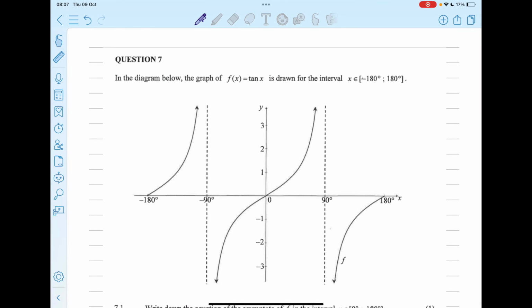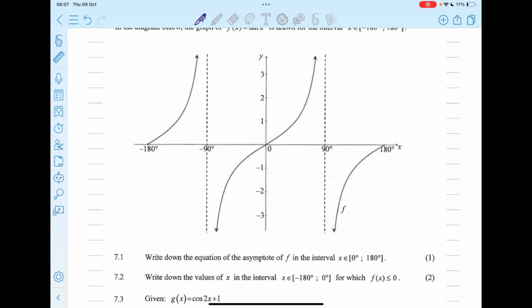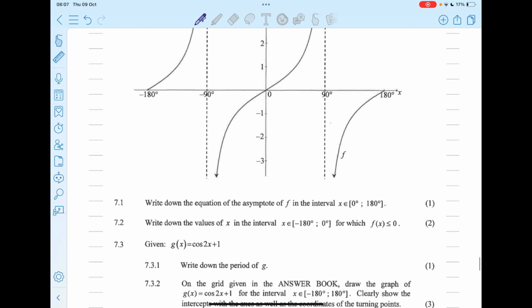Hi there. Today we are looking at question 7, another problem from the 2024 November paper 2 exam. Okay, let's get straight into it. We've been given a diagram that has the graph of f of x is equal to tan x. We are shown the interval where x is an element of values between negative 180 degrees and positive 180 degrees, and this is what our tan function looks like.